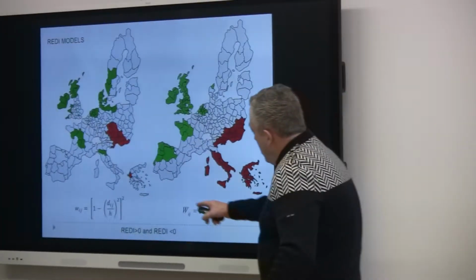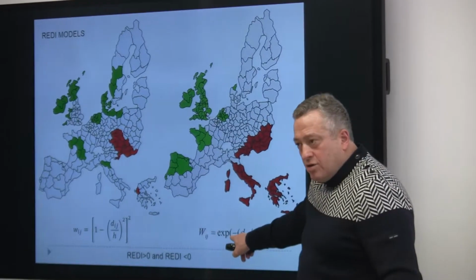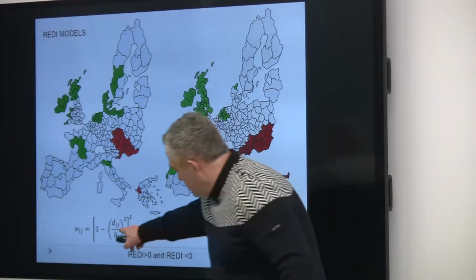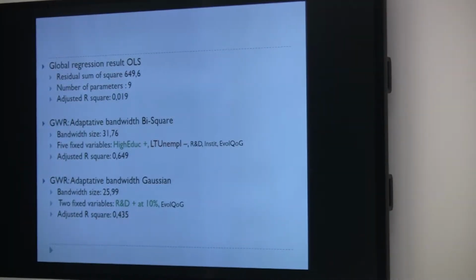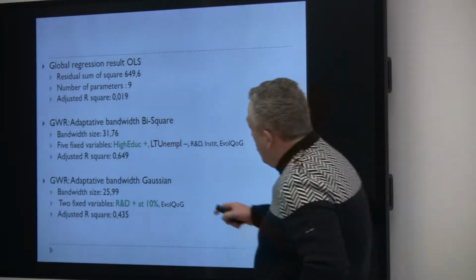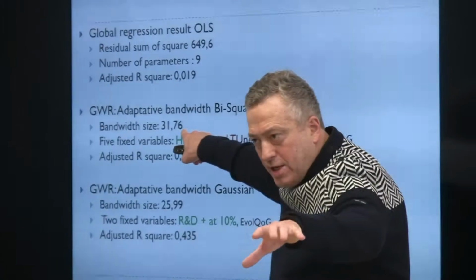If we now take into account the model with adaptive bandwidth bi-square, the bi-square is this weight function. It is a Gaussian, the weight is here, it is the bi-square. With the bi-square you have this result. We can see that the band size is more than 30, that is, you have the 30 closest regions taken into account for each regression.